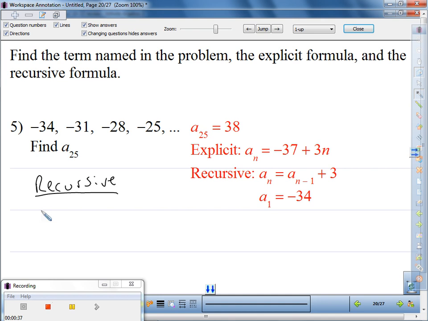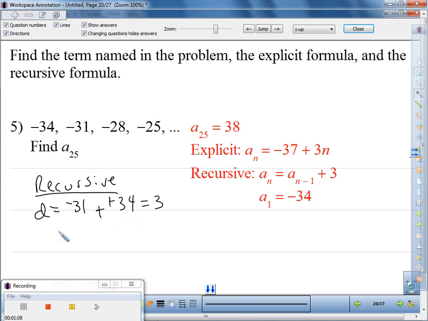Alright, so what we're going to do here is have our common difference. And so that would be negative 31 subtract negative 34, which ends up being plus. Okay, and so we get 3 for our common difference. And if you notice, if I add 3 to negative 31, I get negative 28. Add 3 to negative 28, I get negative 25, and so on. Okay, so that would be our common difference.